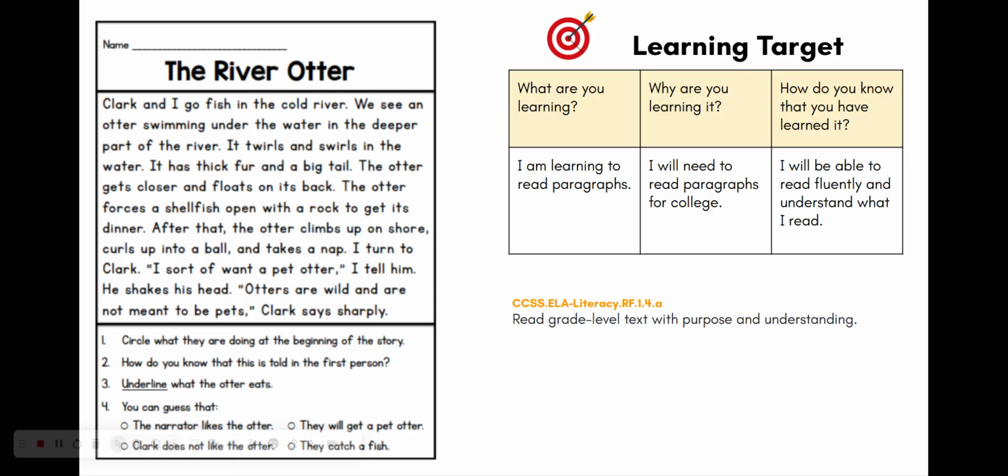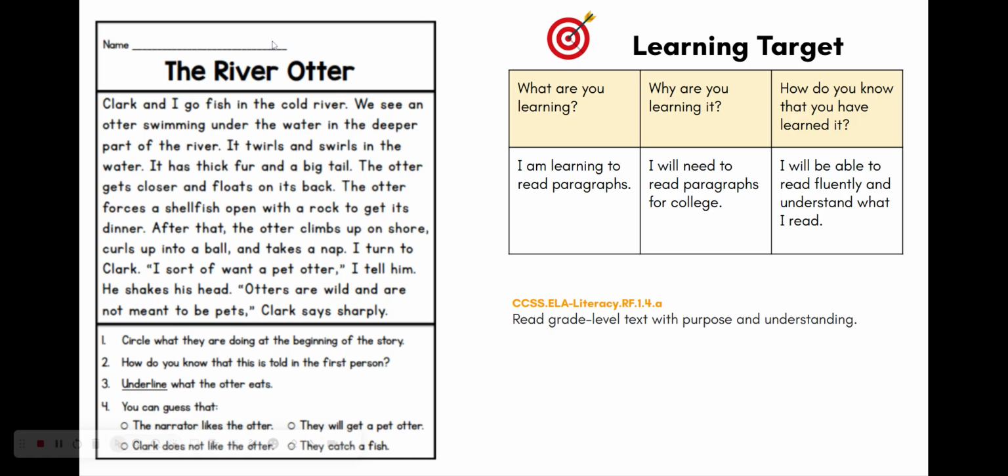Hi. Okay, so today we're going to go over this paragraph, the River Otter. Okay, so before we start, write your name right here with your pencil. See where it says Name? Write your name right here. Okay, go ahead.